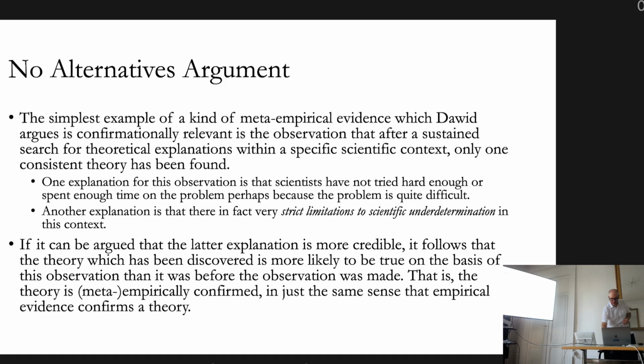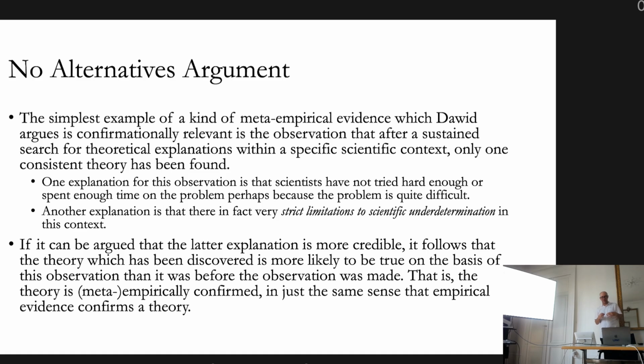All right? So the first argument that has this meta-empirical character, that's also the easiest one to understand, is the no alternatives argument. The meta-empirical evidence that's the basis of the no alternatives argument is that in a particular theoretical context, the observation that we have is that after a sustained search for theoretical explanations, only one consistent theory has been found. That's a piece of evidence that we could acquire by just paying attention to the scientific process itself. Scientists are searching for theoretical explanations for some target, and they only find one after some period of time. That's something that we can observe. It's a fact. Okay, so how can we explain this fact, though?